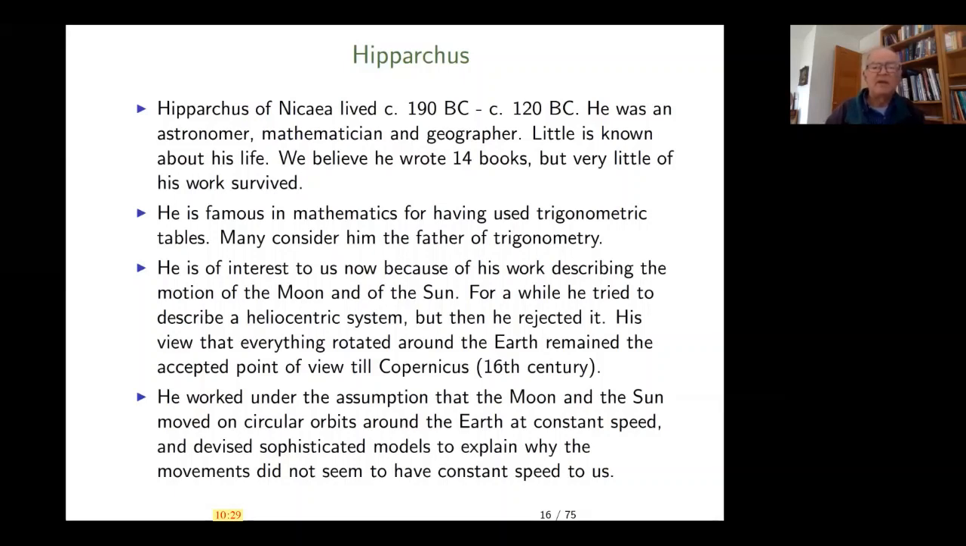He is of interest to us because he described the motions of the moon and of the sun. At one point he tried to describe a heliocentric system, but then he rejected it himself. He said that it was too complicated and things didn't quite match. So the view that the Earth remains at the center became accepted till the 16th century, when Copernicus stated that no, the sun is at the center.